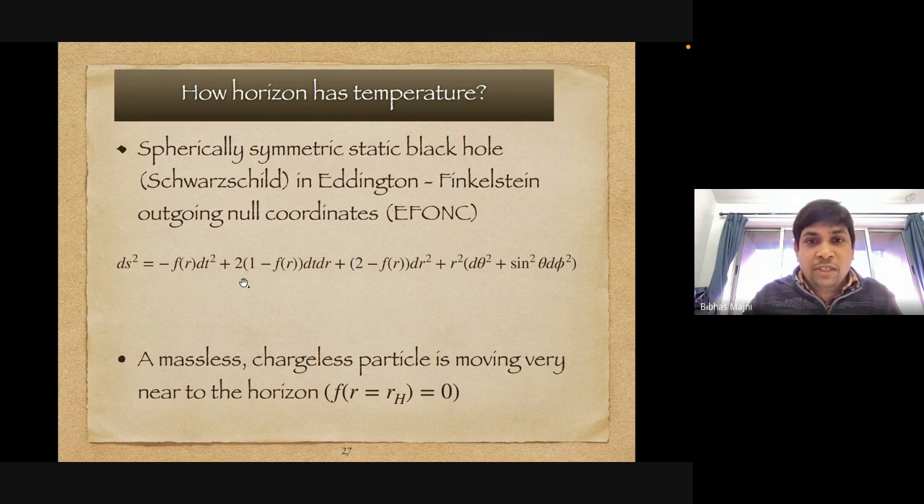What we did is we particularly assigned a coordinate to this Schwarzschild metric. We have written it in the Eddington-Finkelstein null coordinates, and we consider a massless charged particle moving very near to the horizon in this particular coordinate. Since it's massless, it will travel along the null path.